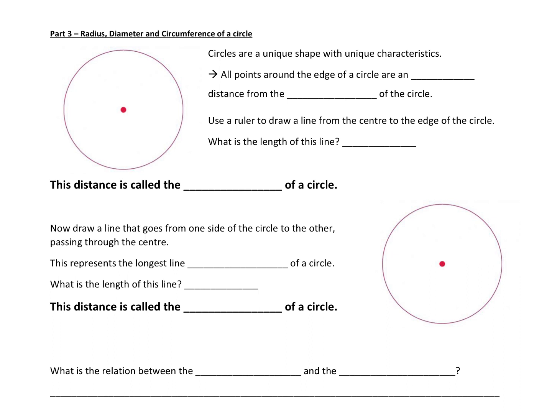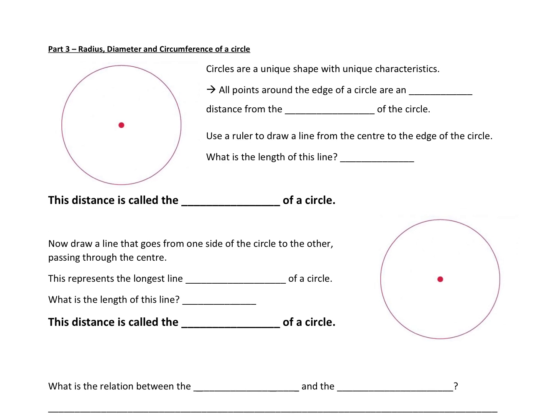So circles, radius, diameter, and circumference of a circle. Circles are a unique shape with unique characteristics. All the points around the edge of a circle are an equal distance from the center of the circle. Okay, so use a ruler to draw a line from the center to the edge of the circle. What is the length of this line?